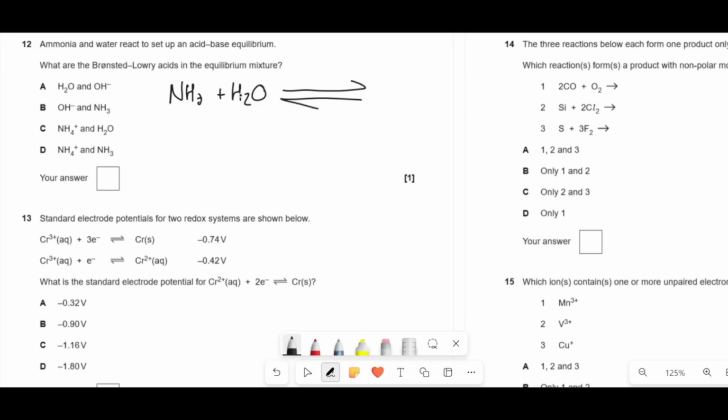So they've told you those two react together. You know at least on the left it's going to be that. If it's going to make a base, then you're going to make NH4+, because that's the base, it's accepting a proton. That's just lost an H+, so the other thing is the OH-. So it's saying what's the acid?